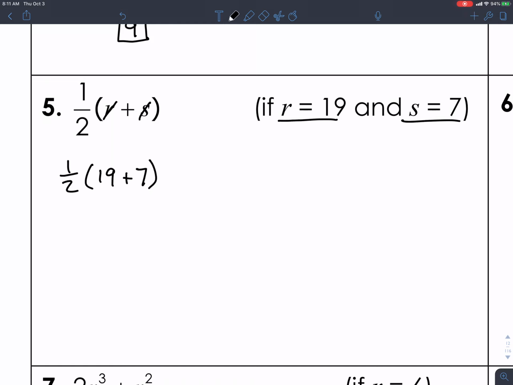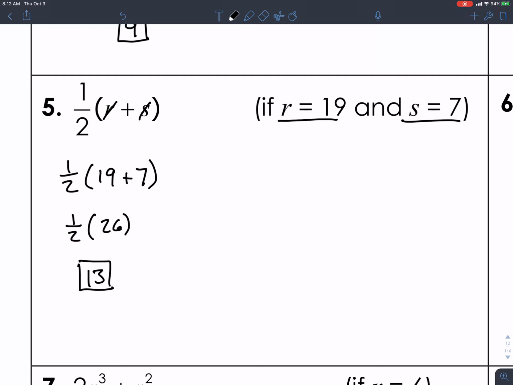Now we do parentheses because PEMDAS. I leave the 1/2 out front because I haven't done anything with it yet. It doesn't change. It doesn't go away. It doesn't disappear. Now you've got to do 19 plus 7. Well, what's 19 plus 7? That'd be 26. Now there's a couple of ways you can look at this. 1/2 times 26, that just means half of 26, which I know is 13.